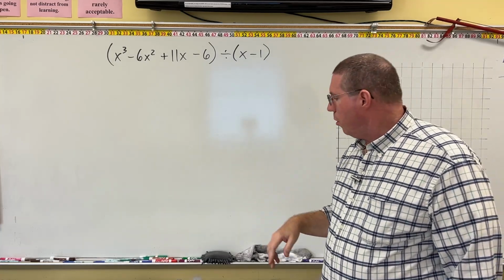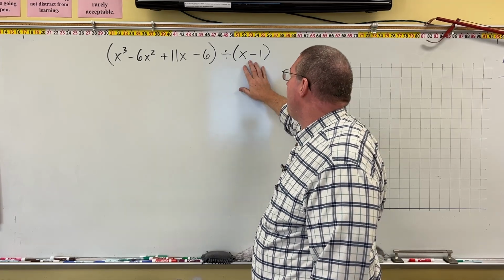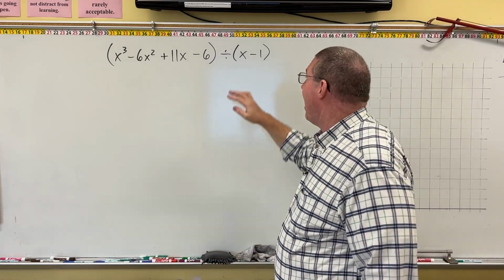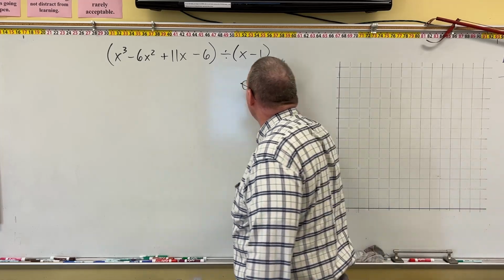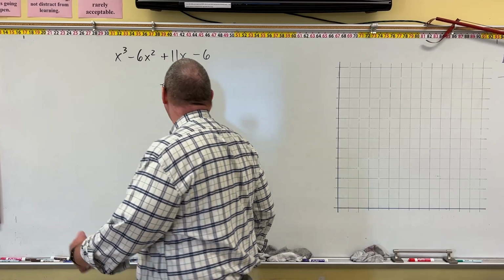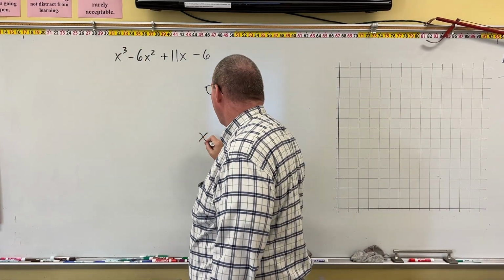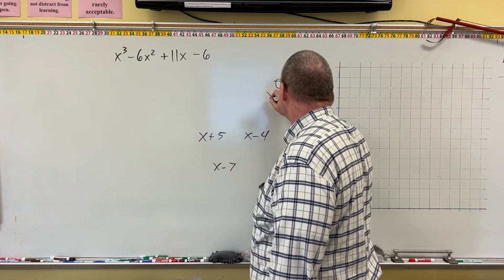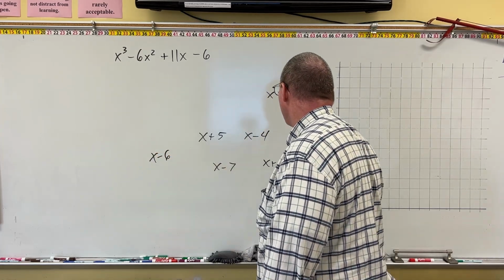And so you might be wondering, could I know what to divide by? Is there any way of knowing what I could divide by to get a remainder of 0 if I wasn't being told to divide by x minus 1? So for example, what if I wasn't being told to divide by x minus 1? Is there a way of knowing that I could divide by x plus 5, or x minus 4, or x minus 7, or x plus 9, or x minus 6, or x plus 2, or something like that?